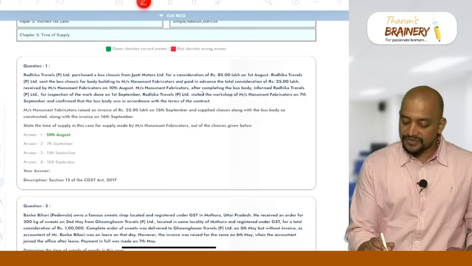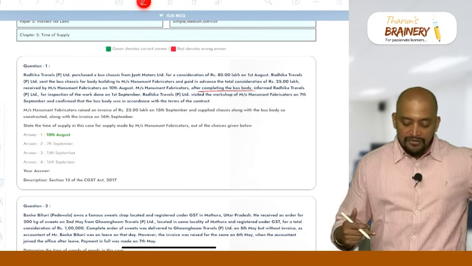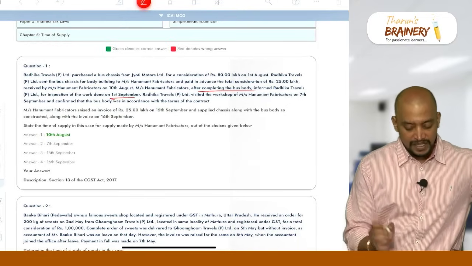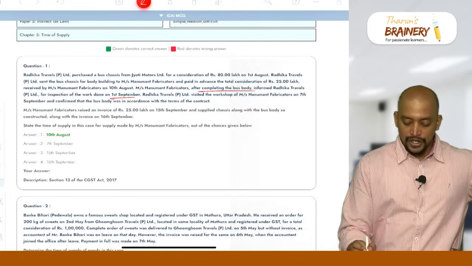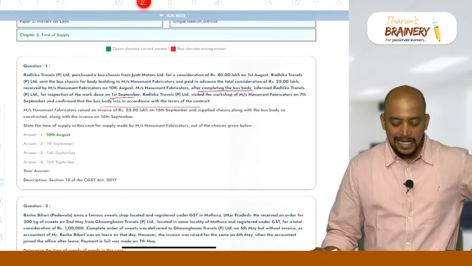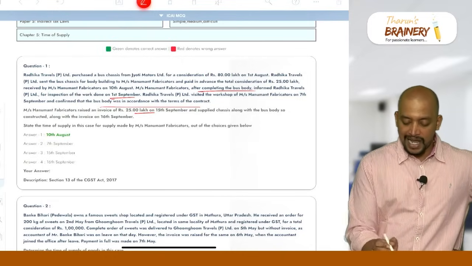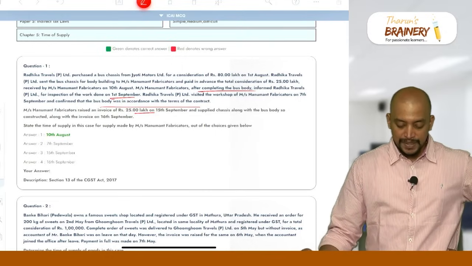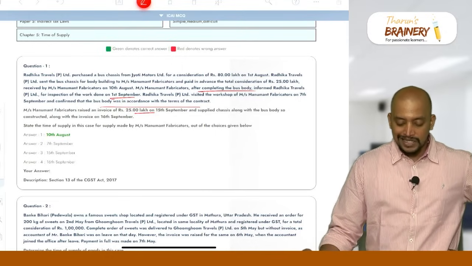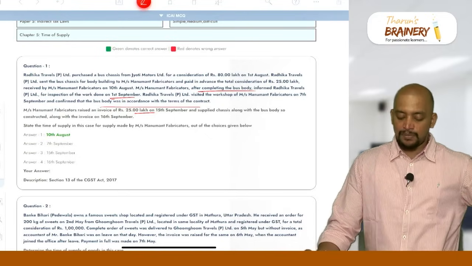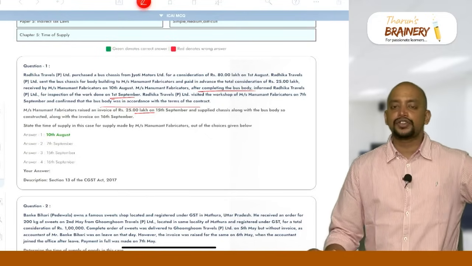Hanumant Fabricators, after completing the bus body, informed Radhika Travels Private Limited for inspection of the work done on 1st September, and they visited the workshop and confirmed the bus body was in accordance with the terms of the contract. They raised the invoice for 25 lakhs on 15th September and supplied chassis along with bus body so constructed along with the invoice on 16th September. State the time of supply in this case for supply made by Hanumant Fabricators out of the choice given below.